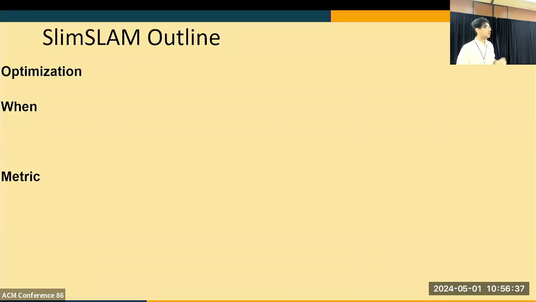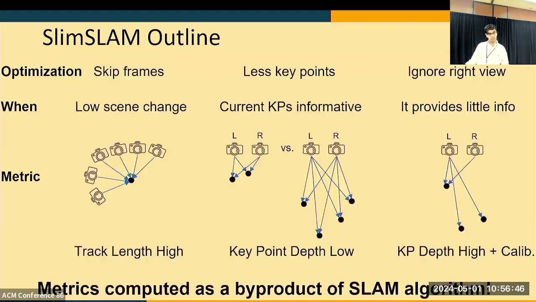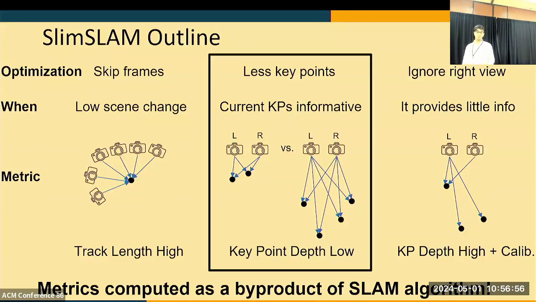For SlimSLAM, we have this framework where we do some optimization when we detect some situation with a metric. These are the main three optimizations that we do: we skip frames, we use fewer key points, and we ignore the right stereo view. For time reasons, we're going to focus on the middle one, where we track fewer key points when we decide that our current key points are very informative. As a proxy for informativeness, we use key point depth.